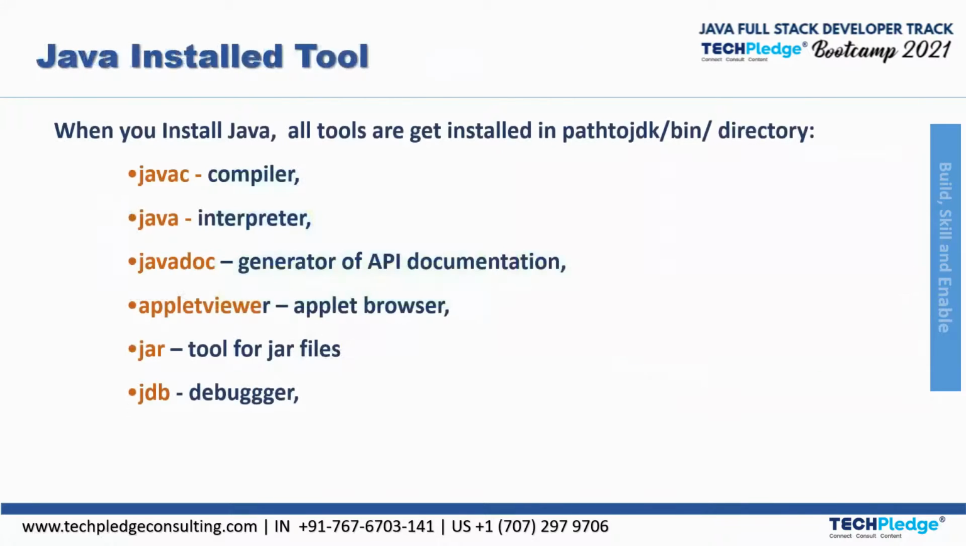Once you install Java, what are the features that are automatically installed? We have javac, which is the compiler, then java, which is the interpreter, then Javadoc, which as I mentioned earlier is the documentation tool that helps you document the entire program. In case you want to use Java for a web browser, then you have the applet viewer, then the .jar tools, which contain all the applications and the dependencies, and jdb, which is the debugger.